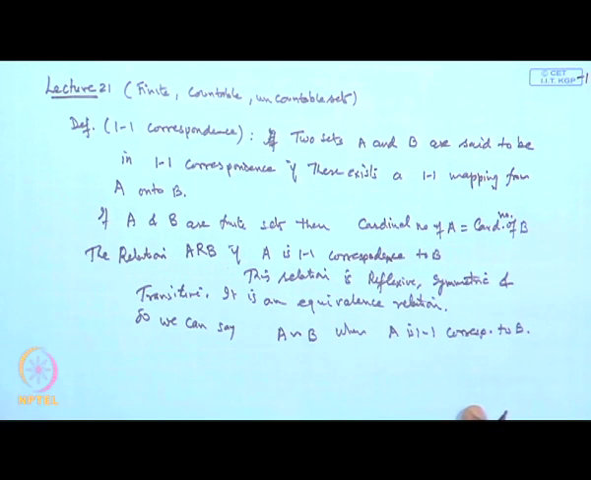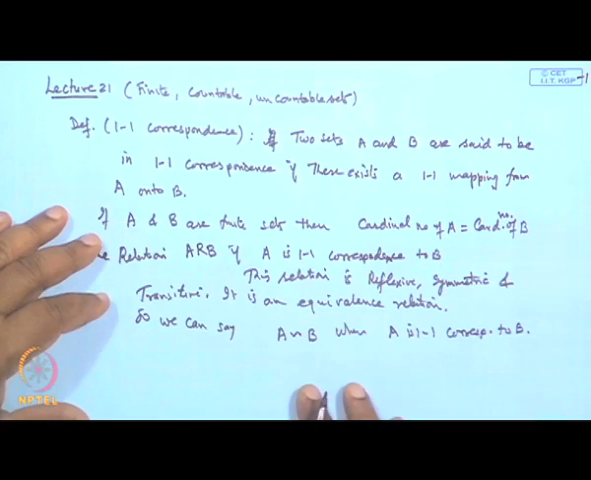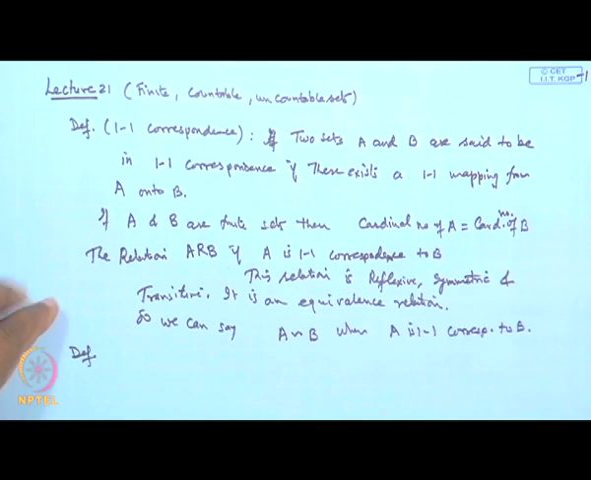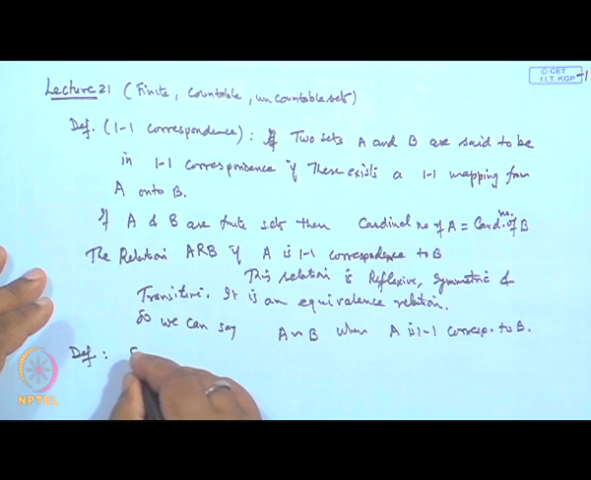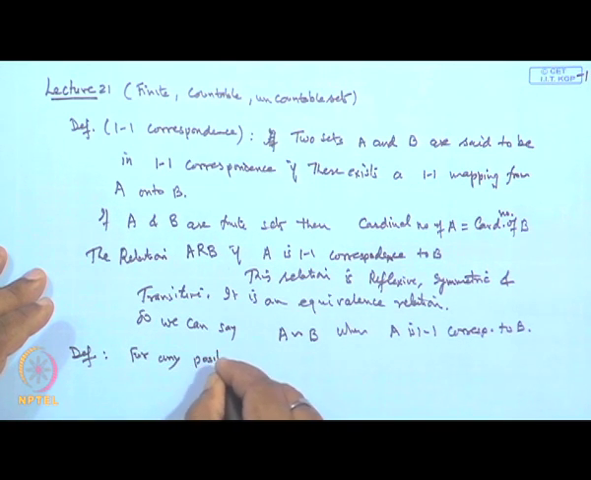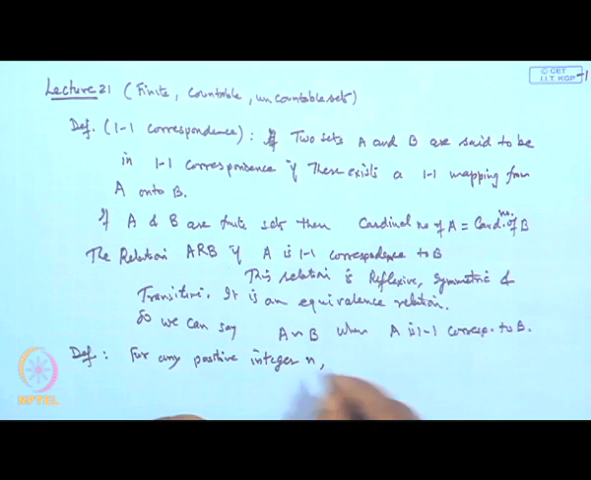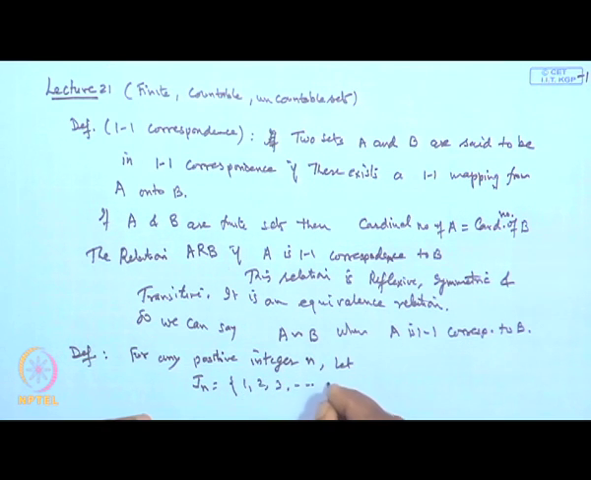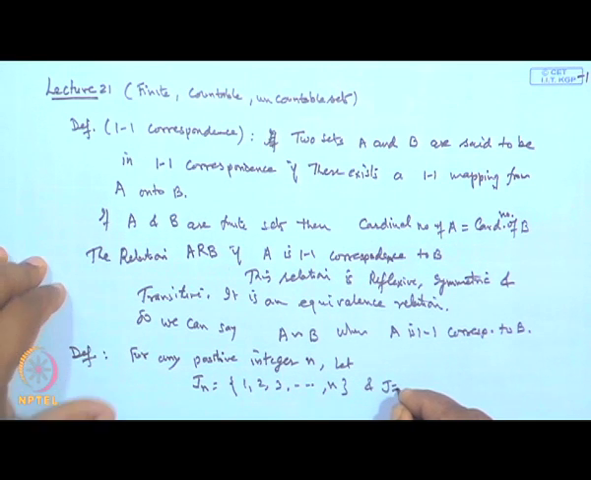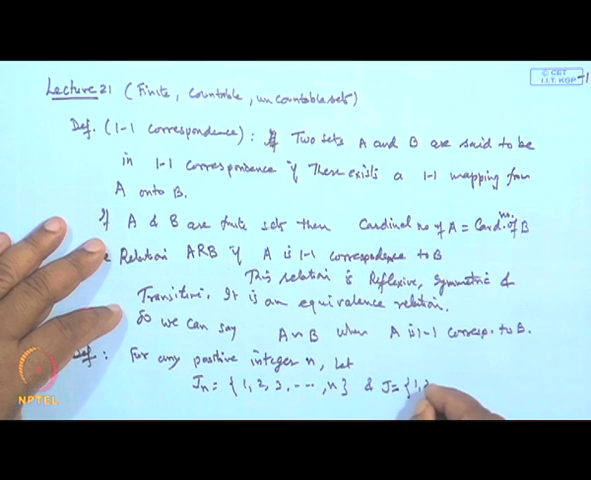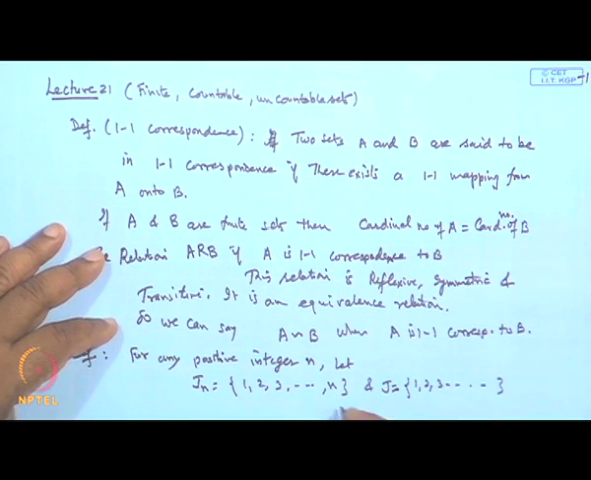Now, using the concept of one-to-one correspondence, we can define finite set, infinite set, countable and uncountable sets. The definitions: for any positive integer n, let J_n represent the set having the elements 1, 2, 3 up to n, the first n natural numbers, and let J be the set of all positive integers 1, 2, 3 and so on.